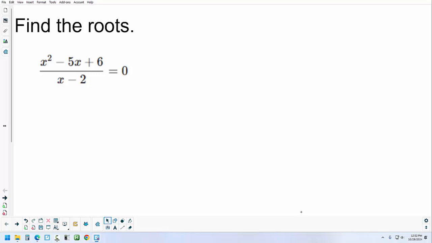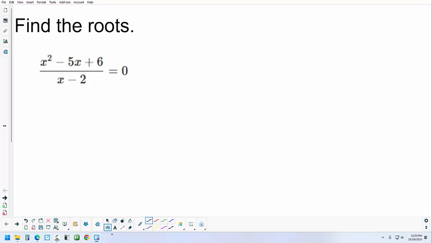Okay. So let's start with finding the roots. Okay, so finding the roots means we're going to take that equation, solve for x. There's a couple ways we can do it. Some of the problems they say you can do algebraically. Other problems have you graph. All right, let's try this one algebraically.